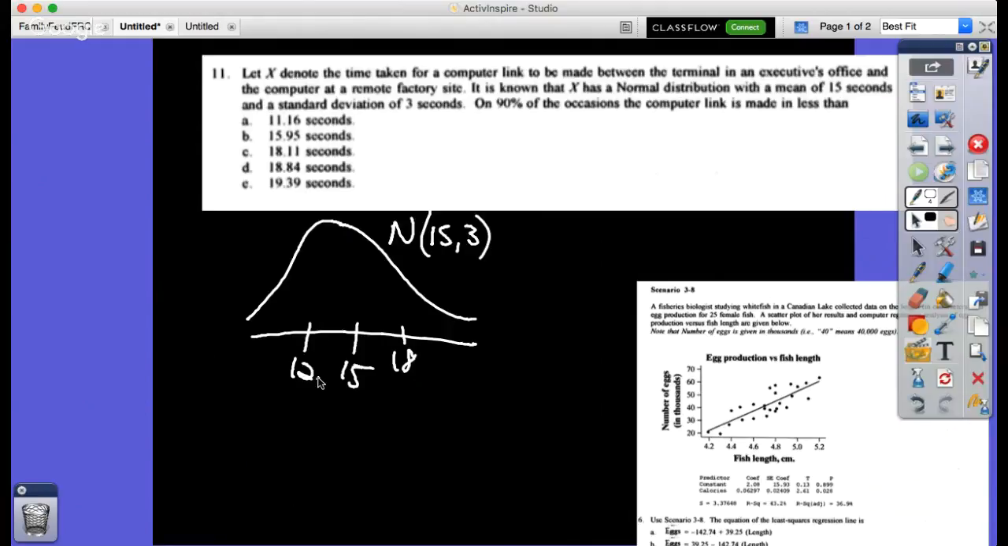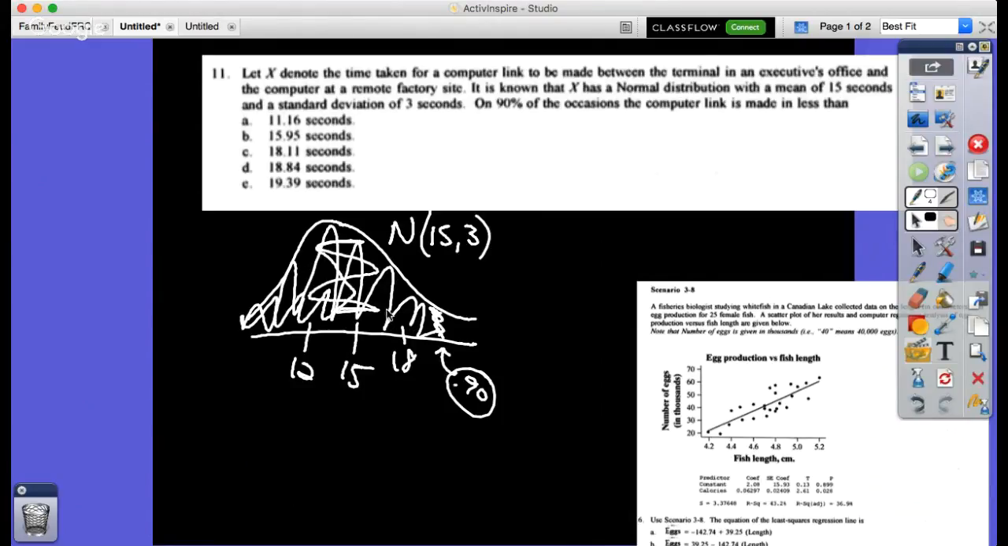What are we trying to find? Yeah, so 90%, we don't really give a value. We get 0.90, right? The 90th percent, and is it less than or greater than? Less than this time, right? Okay. So based on that information, we're trying to really find the 90th percentile of this normal distribution. Does that make sense? Okay.